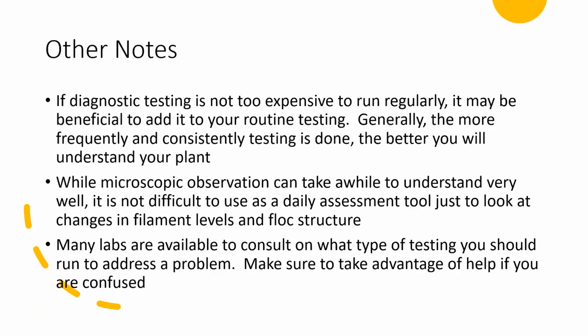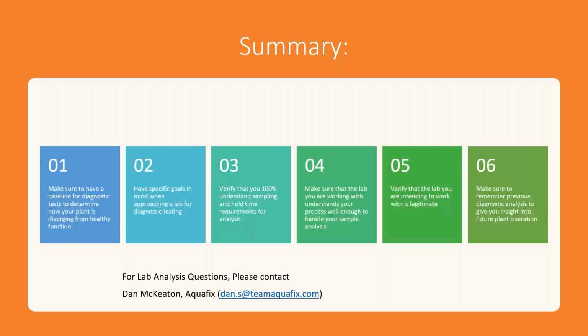Microscopic observation can take a while to understand. So sometimes when you're looking at stuff on site, you might have a good sense for what's occurring at the specific time, and you might be able to look at what filament levels and flock structure are typically like, but the lab you send your sample to may not have an understanding of your baseline. So make sure to have a baseline sample. And many labs are available to consult on what type of testing you should run to address a problem. So if you find yourself in a situation where you're totally confused, it's always acceptable to look for outside help. You could go through any consultant or different lab and they'll help to point you in the right direction.